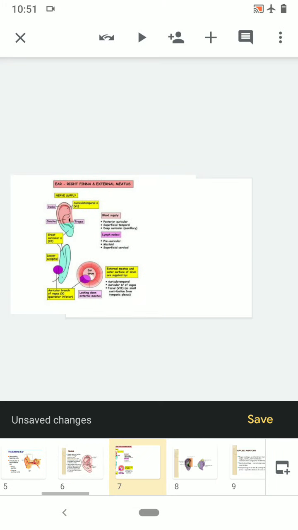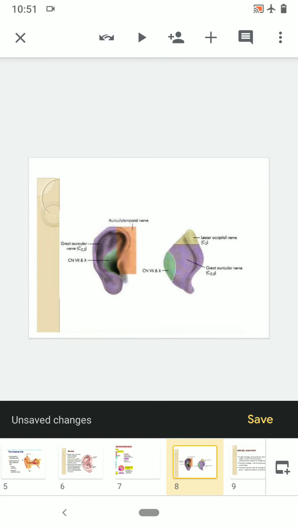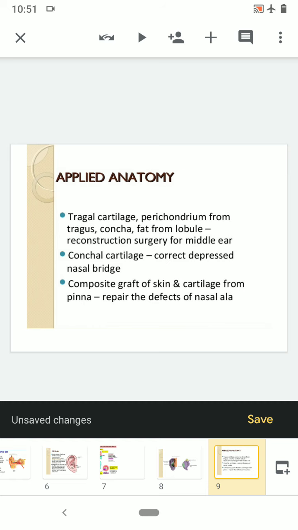Okay, let's go to the next slide. Now this is showing you the nerve supply of the pinna. You have the outermost, that is the lateral aspect, supplied by the great auricular nerve and also by the lesser occipital nerve, and then you have this applied anatomy.